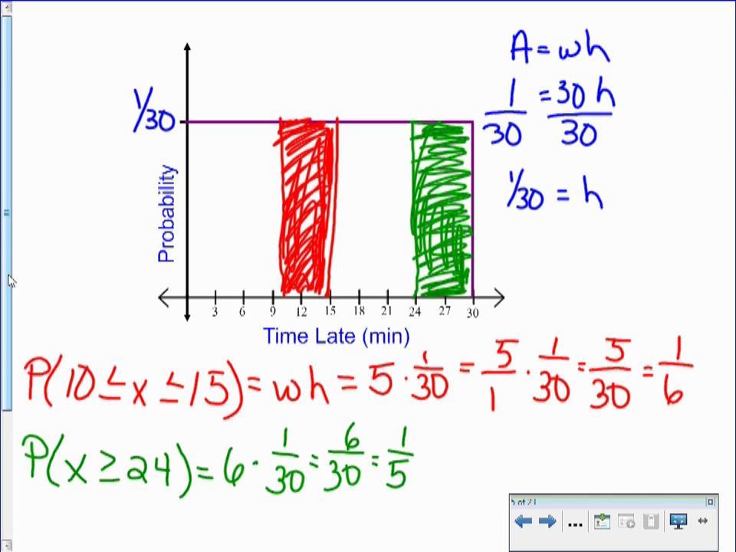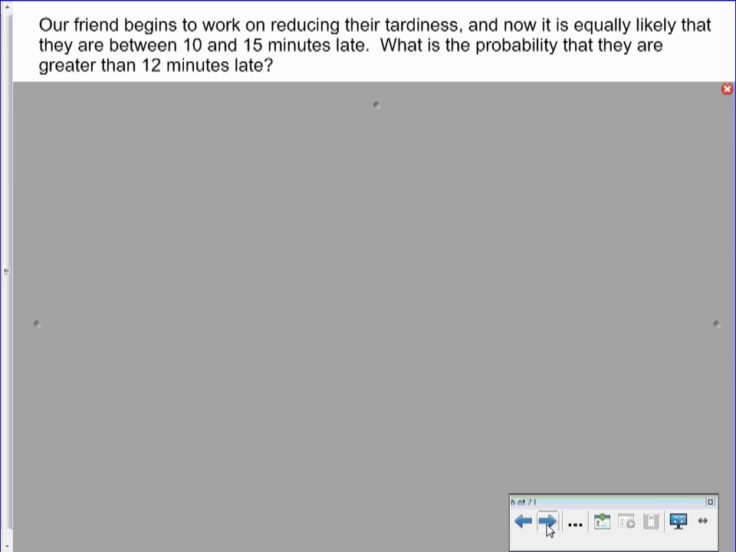All right, let's take a look at a little bit of a different scenario. Let's say that this friend starts to work on it. They get better at not being late. They're still late, but they're not as late as they used to be. Now they're only between 10 and 15 minutes late. We want to figure out the probability that they are greater than 12 minutes late. First thing to notice is that in the previous situation, we were dealing with someone who was going to be between 0 and 30. Now we're specifically looking at just the area of 10 to 15.